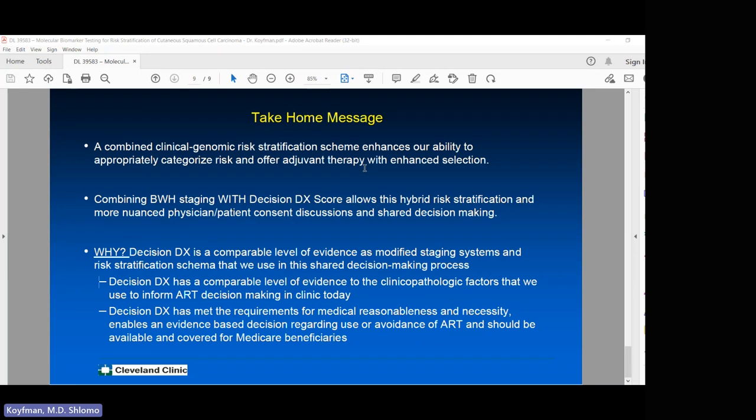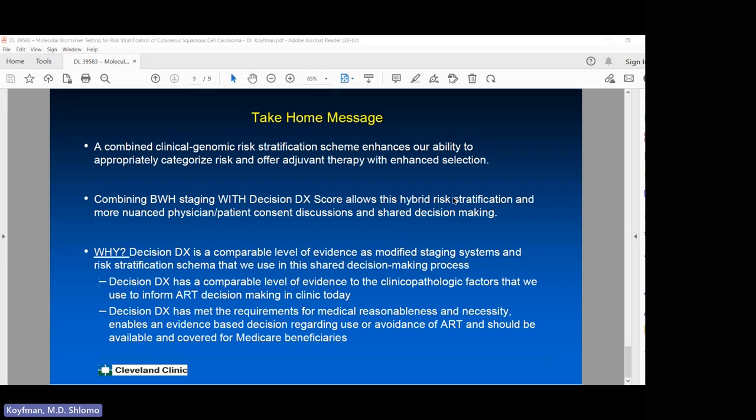So my take-home message to your group is that I believe that the cutting edge in cutaneous squamous cell carcinoma should mirror exactly what has been shown and adopted in NCCN and by Medicare payers in prostate cancer and breast cancer, which is combining clinical pathologic with genomic risk stratification schemes to enhance our ability to appropriately categorize patients, better estimate risk, and make adjuvant therapy decisions, both with radiation and immunotherapy, in that context. I think combining Brigham and Women's staging and NCCN very high-risk staging systems with the DecisionDx score in 2023 allows us our best opportunity to make the best physician and patient shared decision-making in this space.